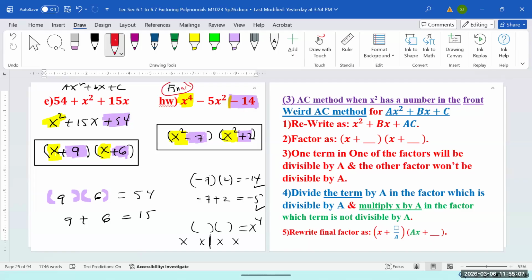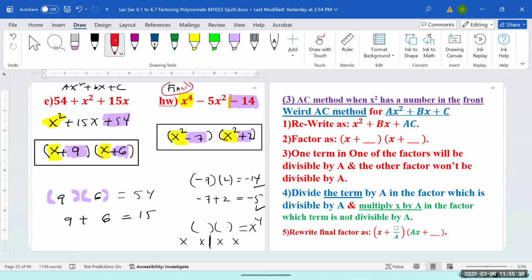Find two numbers, multiply to ac, combine to b, put them here, including their sign. And then at the end, we have to make our a visible somehow. So what we do, one of these two numbers will be divisible by a. Always. Whatever is divisible by a, you divide that number by a. And for the other factor, you multiply x by a. And you are done.